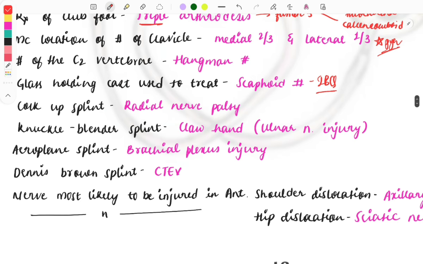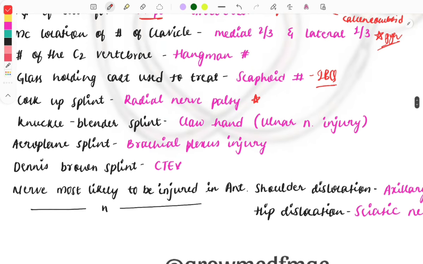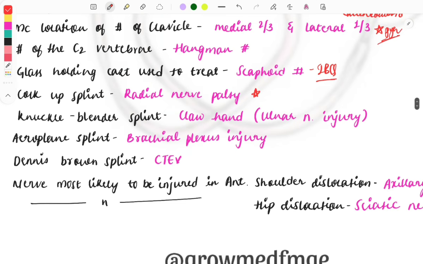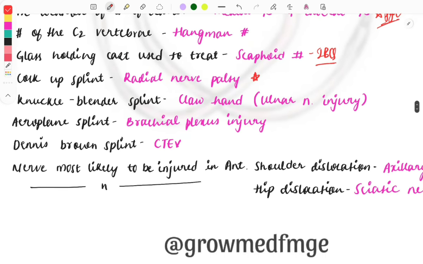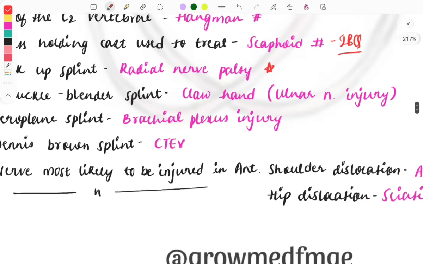Cock-up splint, this is used for the radial nerve injury and image based question is also being asked on this cock-up splint. The knuckle bender splint, which is for the claw hand and ulnar nerve injury, happens in this claw hand deformity, and for the treatment we will be using the knuckle bender splint. Aeroplane splint, this is used in case of the brachial plexus injury.